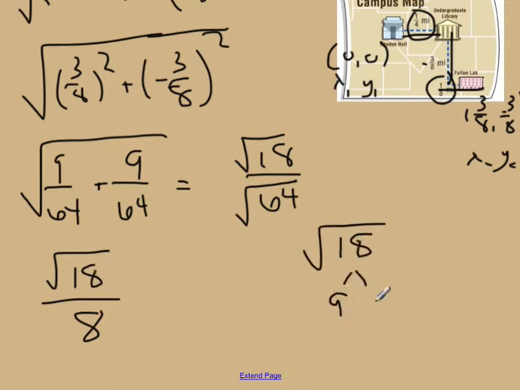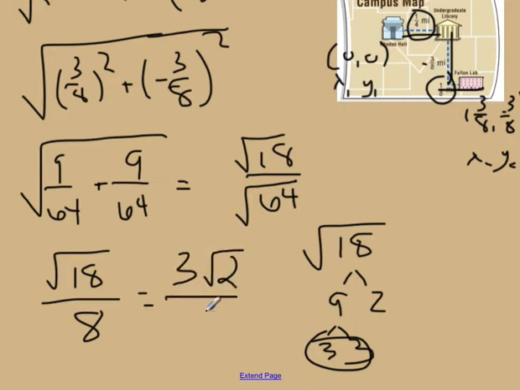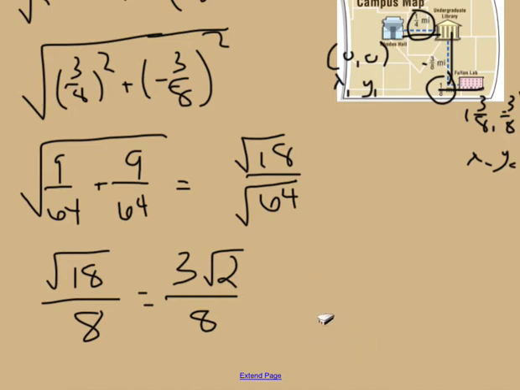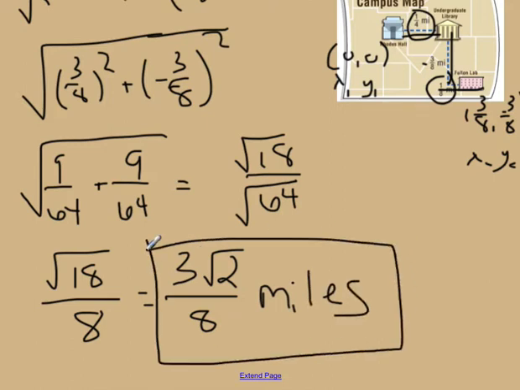Well, 18 breaks into 9 and 2, and then 3 and 3. So I can go ahead and take out a pair of 3's. Left underneath the radical is 2, and that's divided by 8. The fraction 3 over 8 is on the outside, and that can't be divided anymore. So that is fully simplified. The final answer is 3 square root of 2 divided by 8 miles.